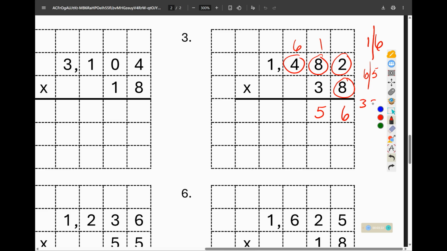Again, if you're having trouble, 8 goes on the right, 3 goes on the left. 8 times 1 is 8, plus 3 is 11. I'm going to get rid of my regrouping because that's going to confuse me. I'm going to get rid of this stuff. And I'm going to say I'm done with the 8. I'm going to change color.